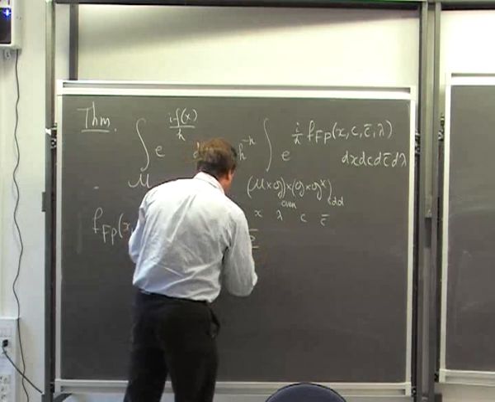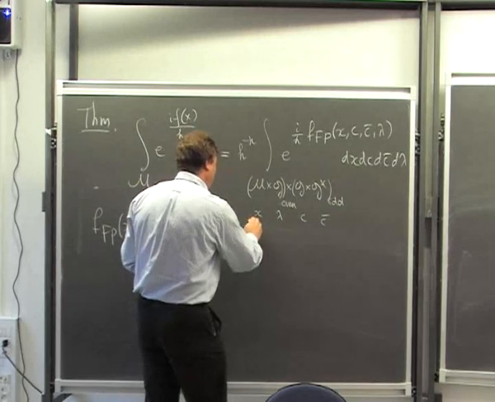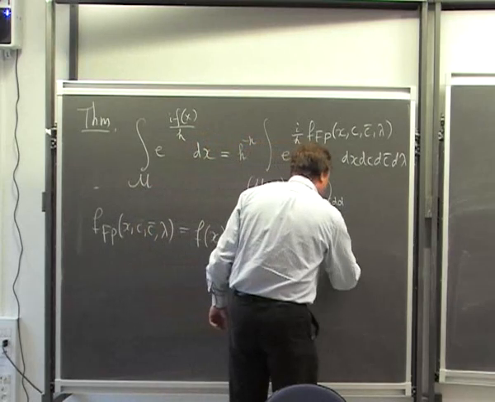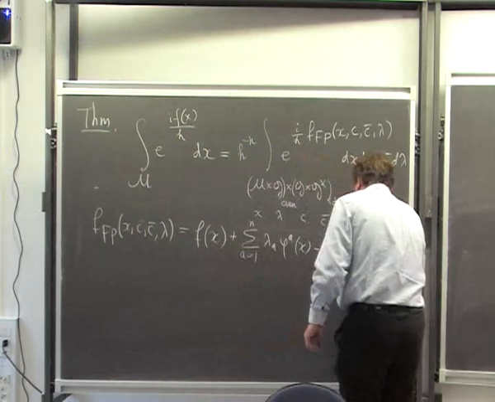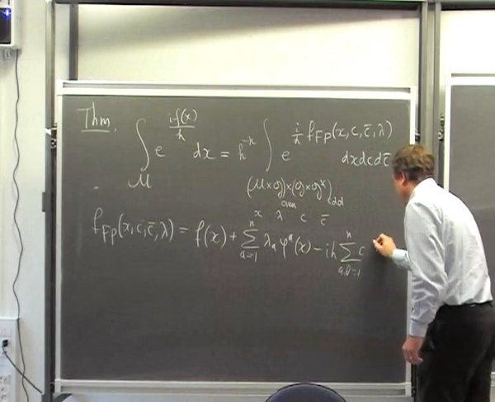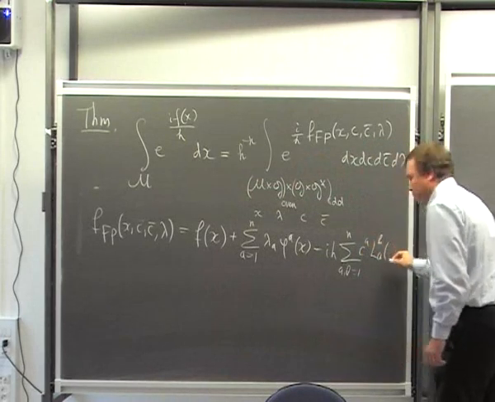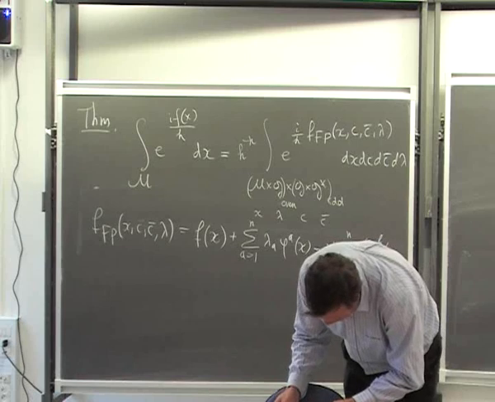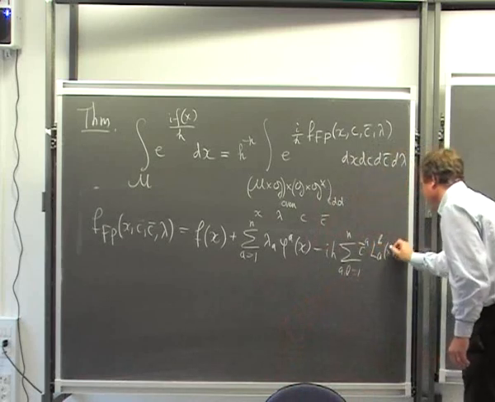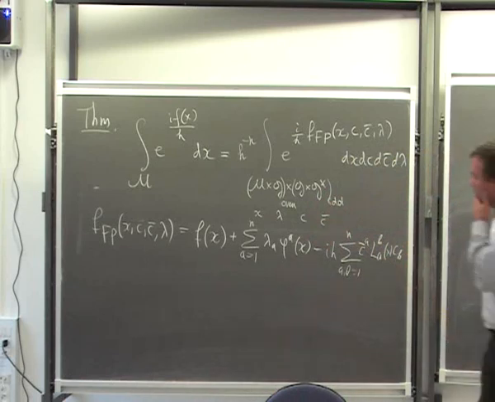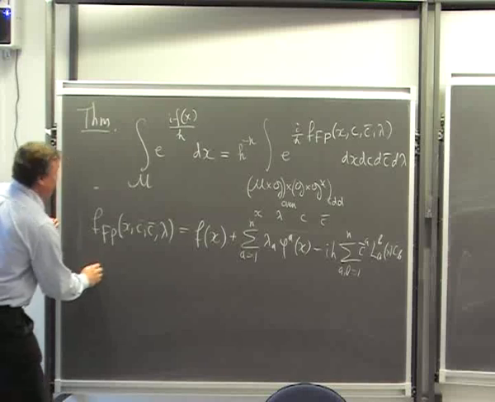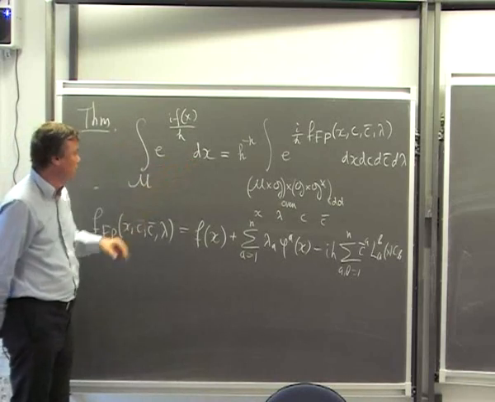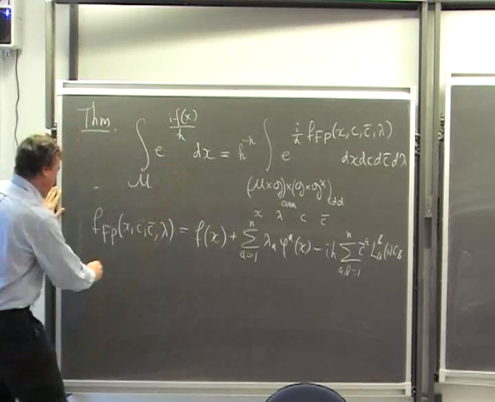So it's equal to f of x plus sum over a from 1 to n of lambda a, minus i h, sum over a, b from 1 to n of c-bar a, L a b, c b. Now I have to be careful about upper and lower indices. Now, the assumption is that M is a compact manifold, so that we would have no problems with the convergence of the integral. dx is the volume form.